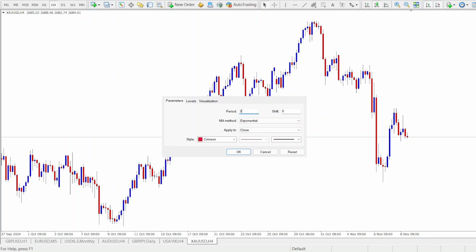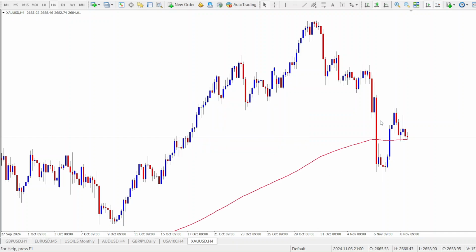Okay, so let us start with the 200 EMA. I'm just going to be adding the 200 EMA to the chart. We can see period 200, EMA method exponential. You can just leave this apply to close and you select the color that you want. Okay, and here we go.